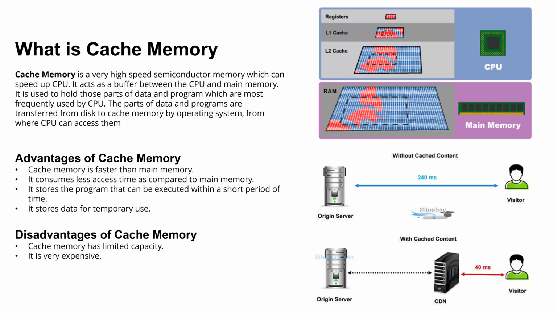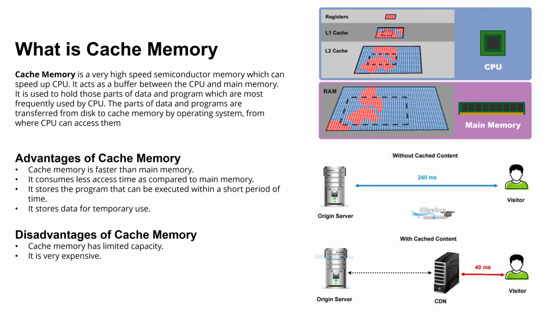So, advantage of cache. Cache memory is faster than main memory. It consumes less access time as compared to the access time that main memory consumes. It stores the program that can be executed within a short period of time. It stores data for temporary use.